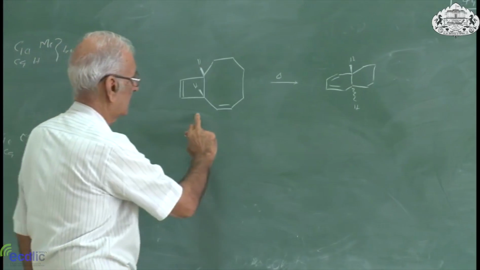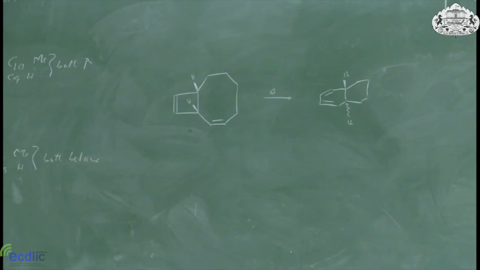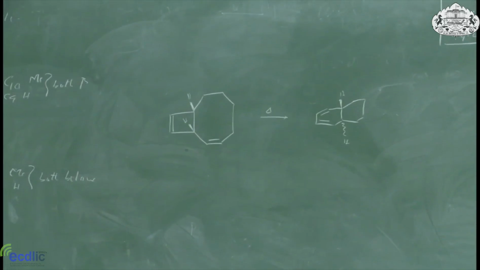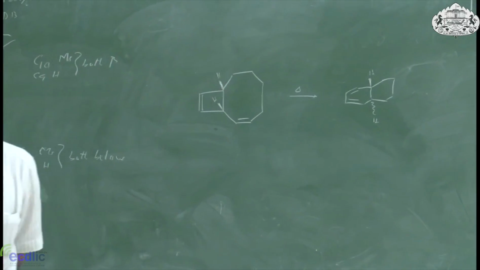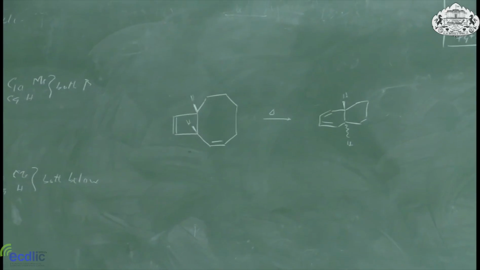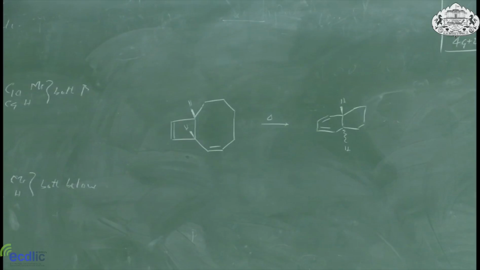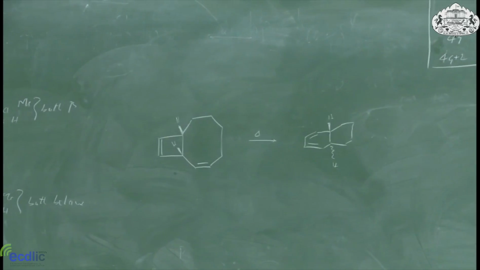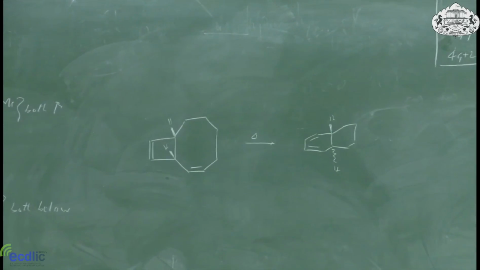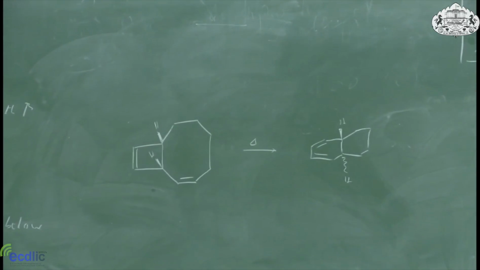One is we have to suggest a mechanism for this reaction. And second is you have to give the stereochemistry of this product. If I look, my starting material has 2 rings and 2 double bonds, my product has 2 rings and 2 double bonds. So there is no change in number of double bonds, no change in number of rings. So apparently it looks like sigmatropic.